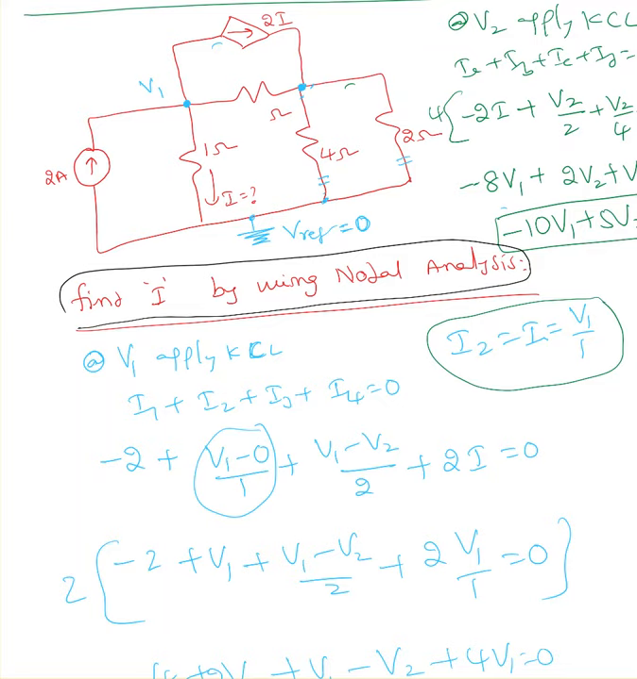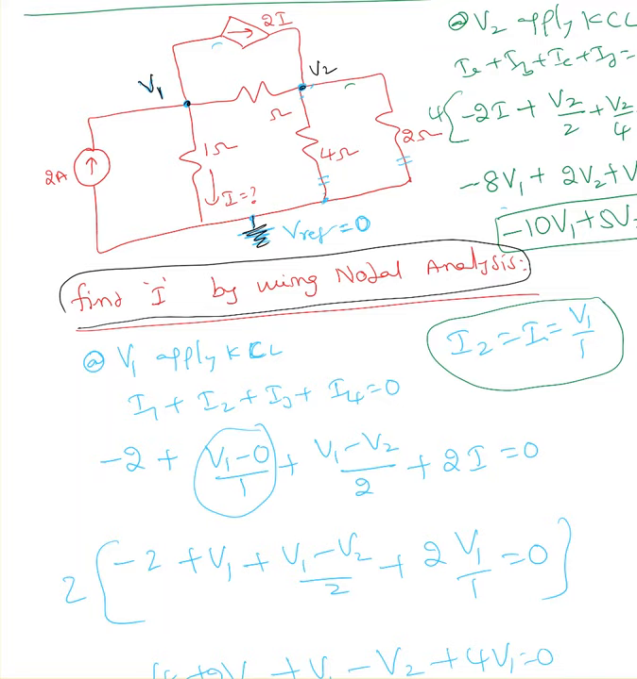Okay, step 1: find all the nodes and choose one of them as a reference node. All other nodes, label them as v1, v2, v3, something like that. So here I chose this as v1, this as v2, and the bottom one as v reference.